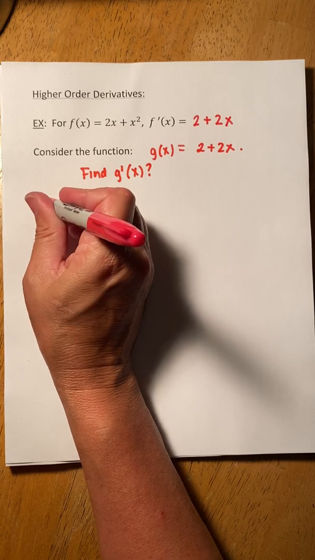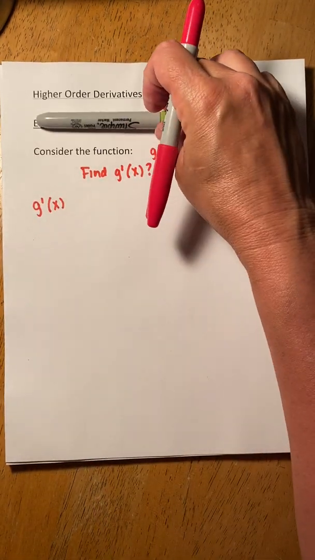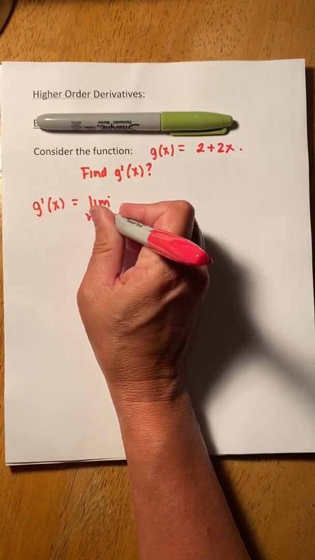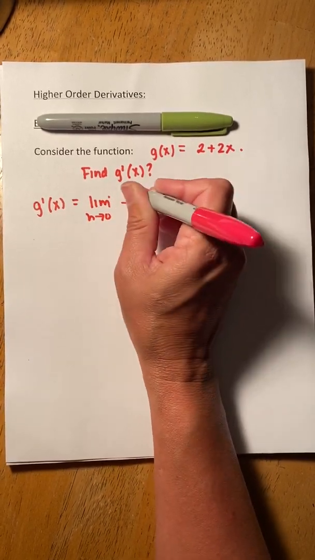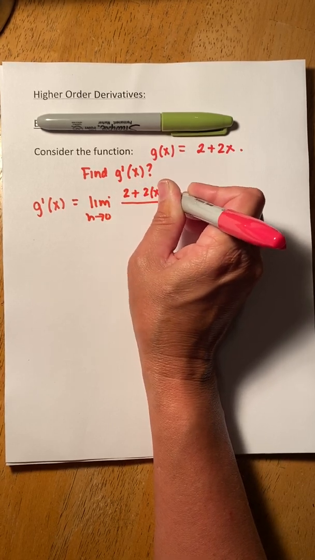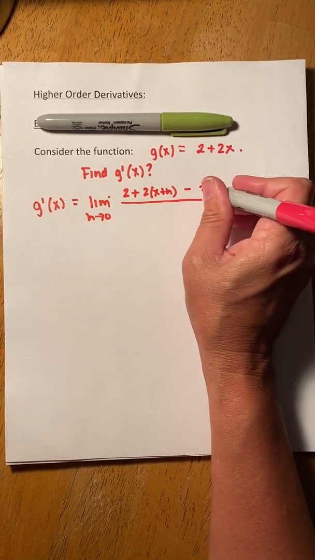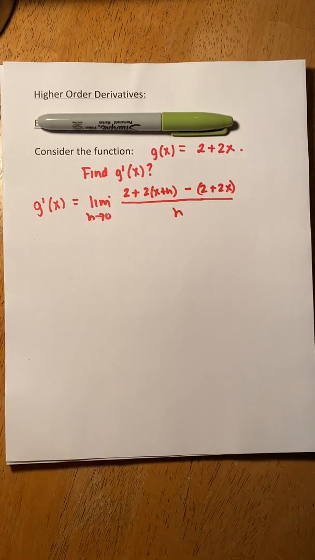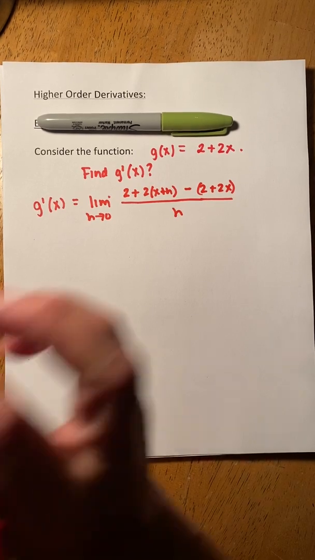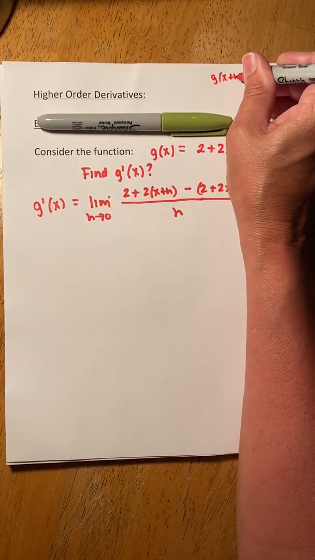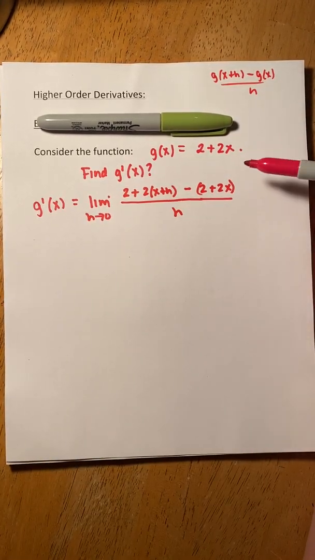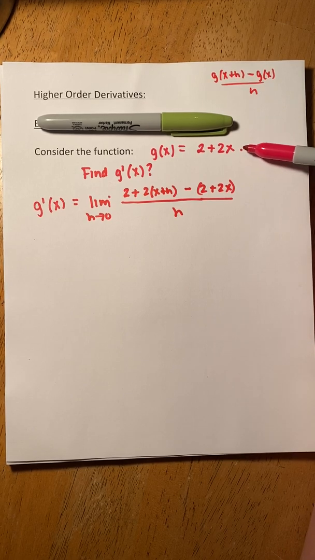Well, g prime of x, the derivative of this new function, so forget we even ever had this, the derivative of 2 plus 2x is going to be the limit as h goes to 0 of 2 plus 2 times x plus h, that's g of x plus h, minus g of x all over h. So I didn't write out the template for the difference quotient. g of x plus h minus g of x all over h. All right, now before I go any further and simplify this, g of x, do you know what type of function this is? g of x equals 2 plus 2x.